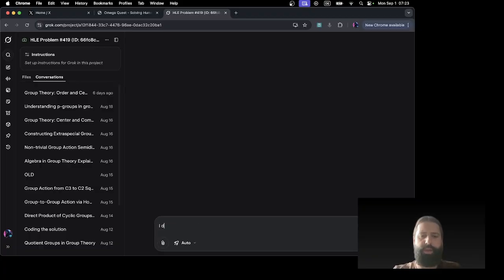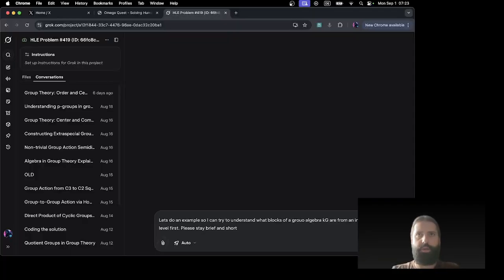Okay, let's walk through an example, so I can try to understand what blocks of a group algebra KG are from an intuitive level first. Please stay brief and short in your replies.